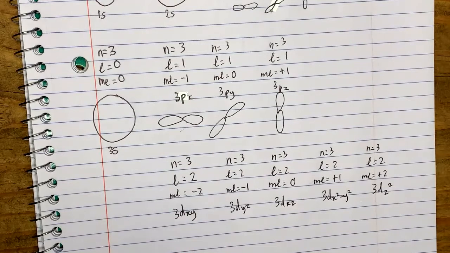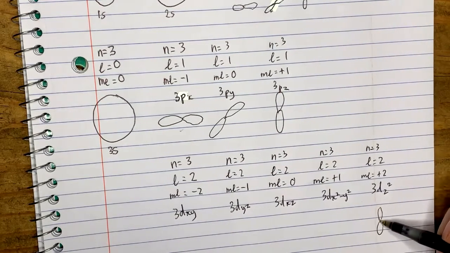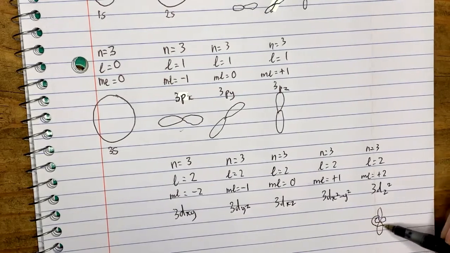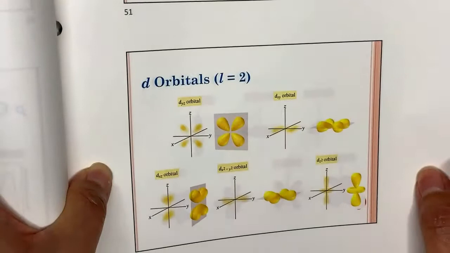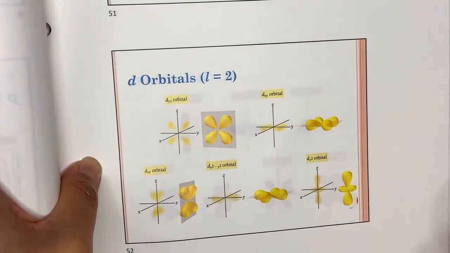Okay, so dz squared is the one that looks like a donut ring with a dumbbell. So I guess if I try to draw it, it will look really ugly. So I'm just going to show you the picture of it, okay? But this one here, the z squared, is this guy. I can draw that. Okay, and then we have the other 4 on different orientations. And then right here, here's the picture. So slide number 52, you can see all your options right there.